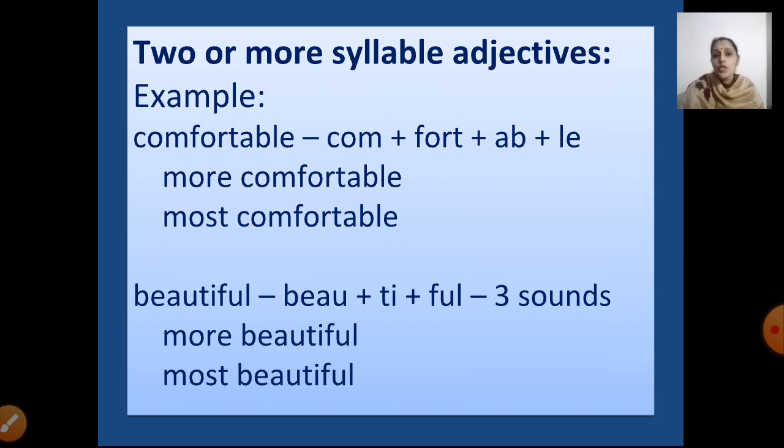When there are two or more syllables in an adjective, that is, in a word. Now syllables means the sound of the vowels. Do you all remember what vowels are? Yes. A, E, I, O, U. These are the vowels. How many vowels do you have? Five. A, E, I, O, U.